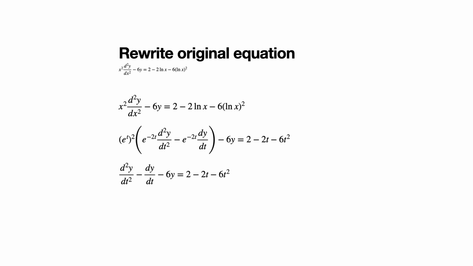Now we are ready to rewrite the original differential equation in terms of the new variables t and y. The e to the 2t term nicely cancels out the e to the negative 2t terms, leaving us with a differential equation that is much easier to solve.